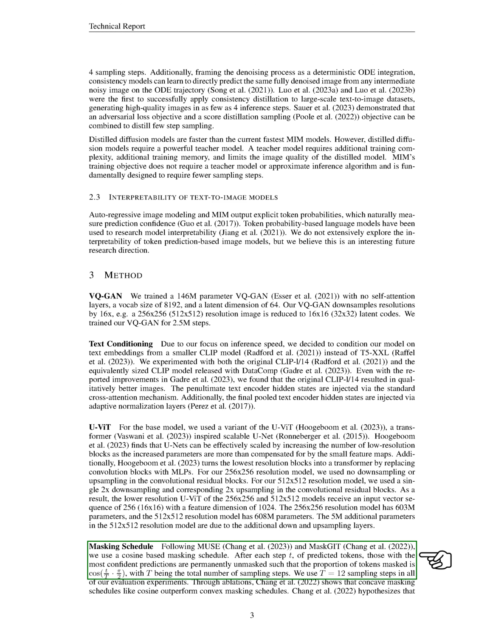We used a cosine-based masking schedule, following the approach of MUSE and MaskGIT. After each step of predicted tokens, those with the most confident predictions are permanently unmasked. The proportion of tokens masked is calculated as the cosine of the ratio of the current step to the total number of sampling steps, multiplied by half of pi. We used 12 sampling steps in all of our evaluation experiments.